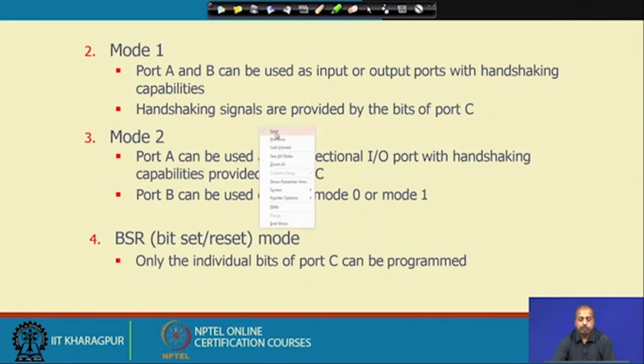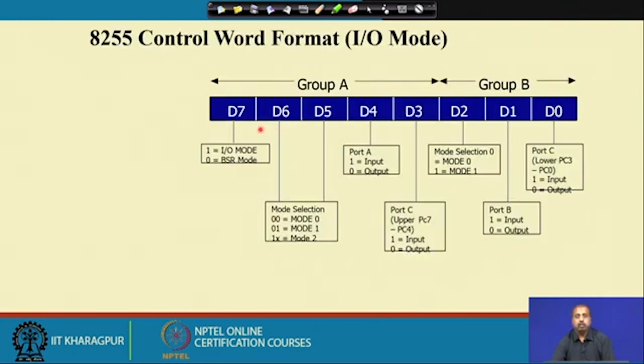The first job that we have to do is to set the control register. I have said that 8255 has a control register which you have to program properly, so that the ports can be utilized by the microprocessor. In this case, the entire control register can be divided into 2 groups.